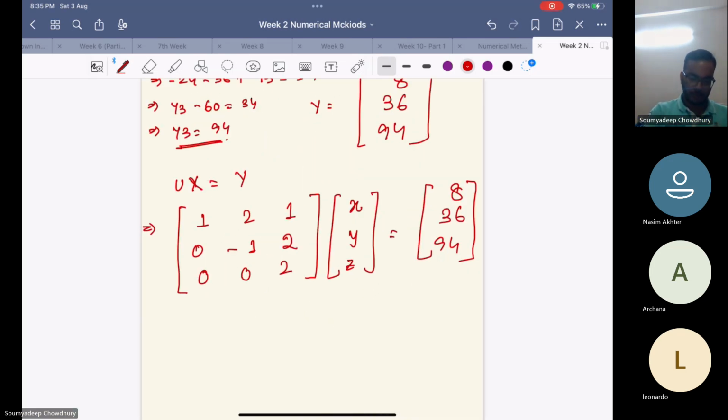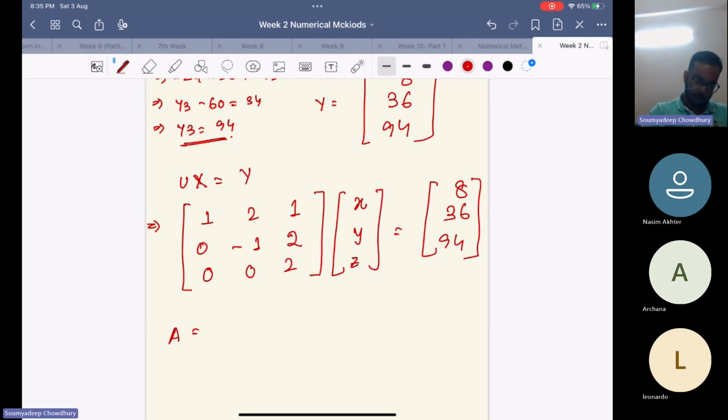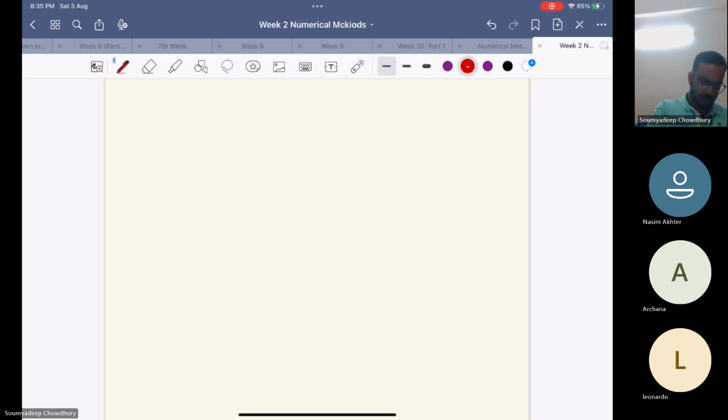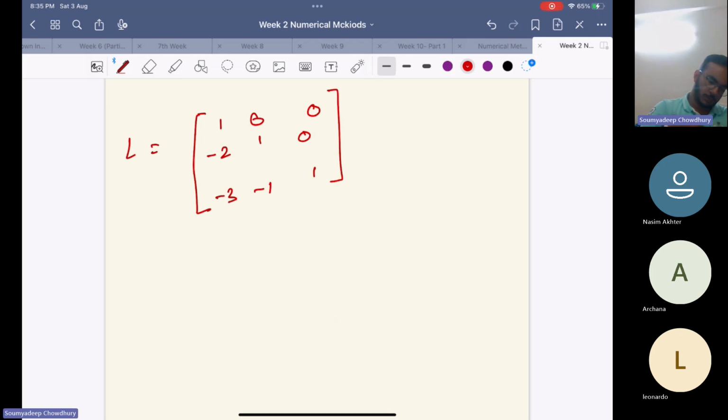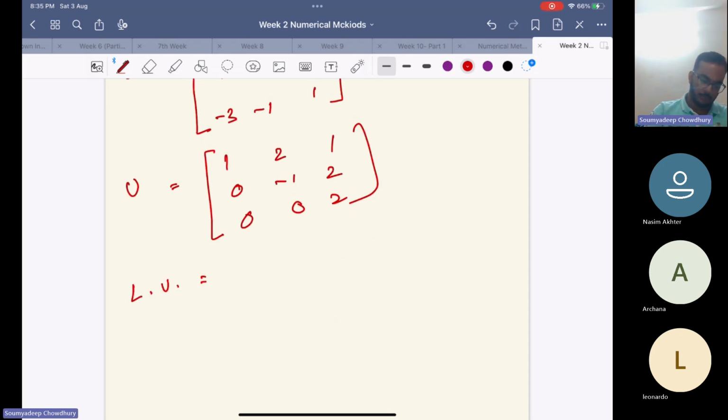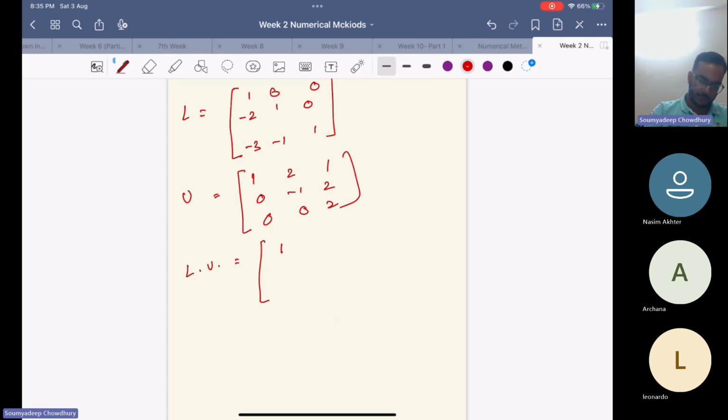Just check here. If I have A equal to, I think some sign mistake I have done. L is basically 1 0 0, 2 1 0, 3 1 1, and U is basically 1 2 1, 0 minus 1 2, 0 0 2. We just multiply these two, L into U. Can someone multiply these two matrices and check whether it is giving this A matrix?